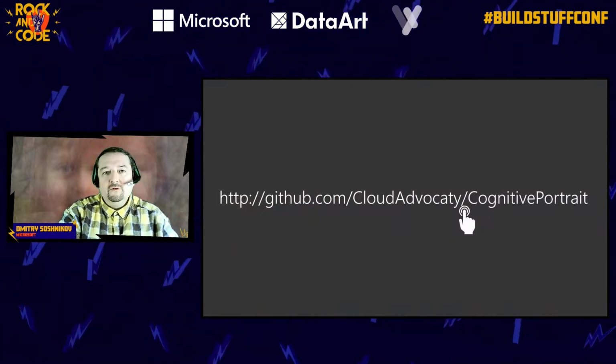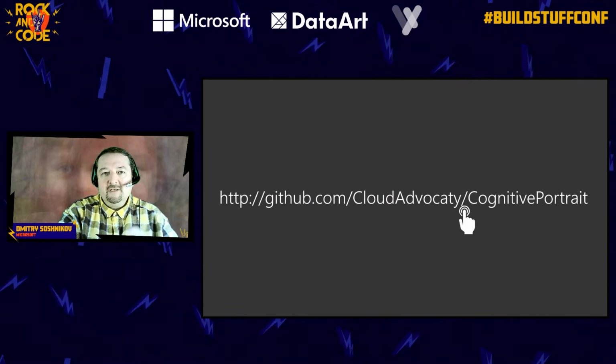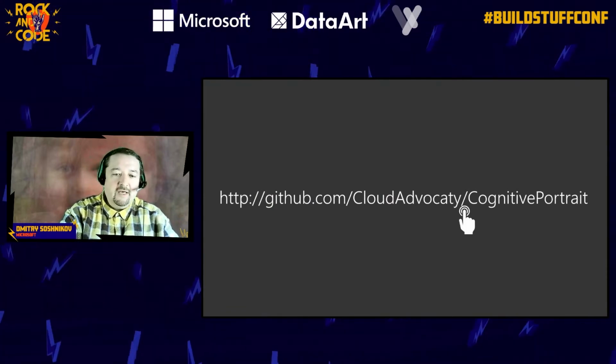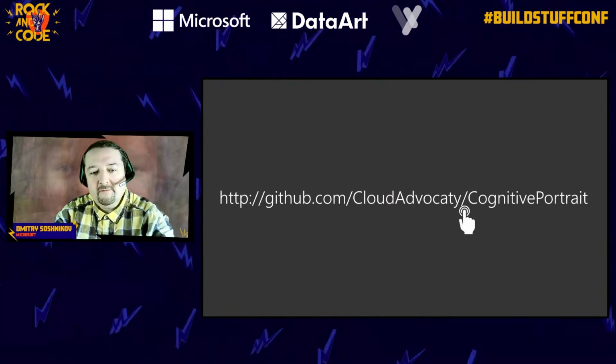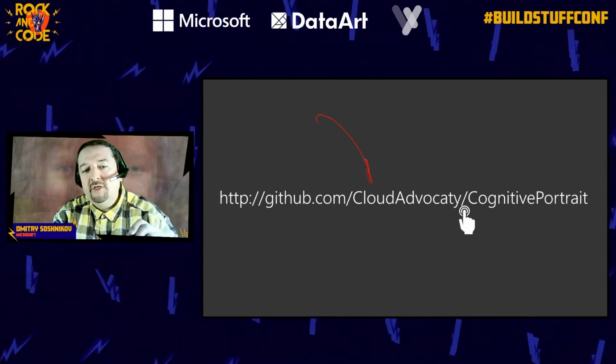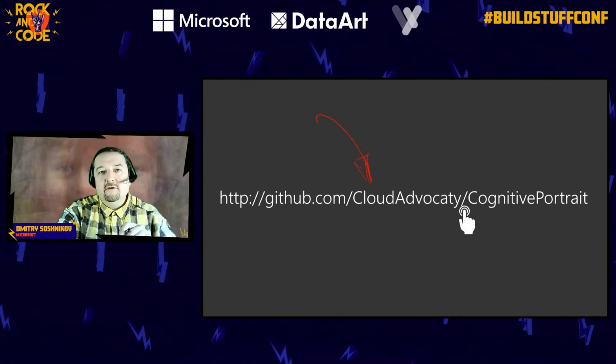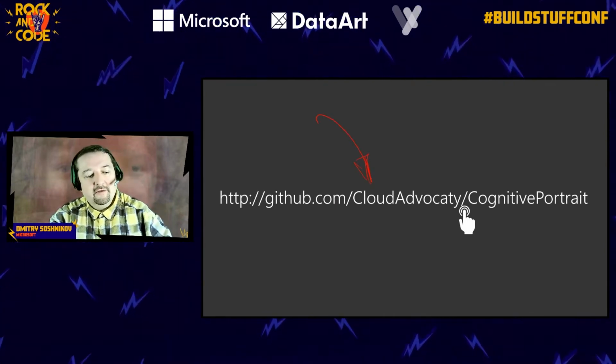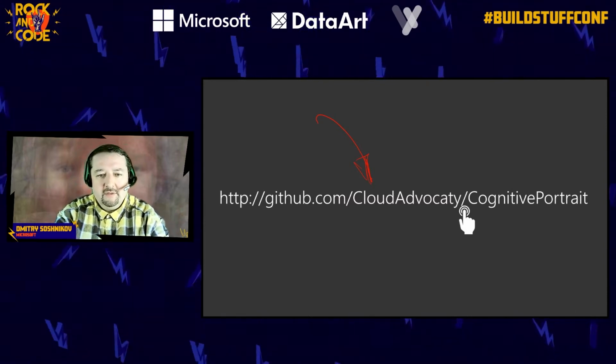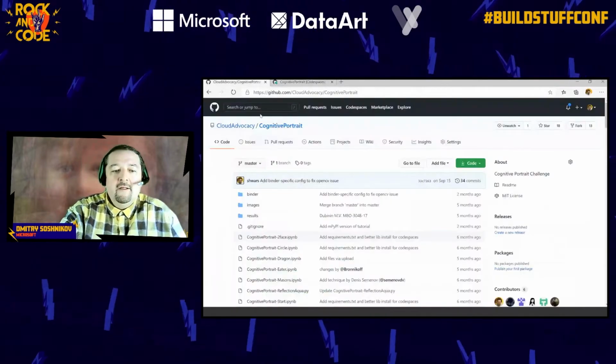If you want to see for yourself at a slower pace how this can be done, there is a GitHub repository, this one, where you can go, and it contains Python code for creating a cognitive portrait. Let me actually show you how this looks.